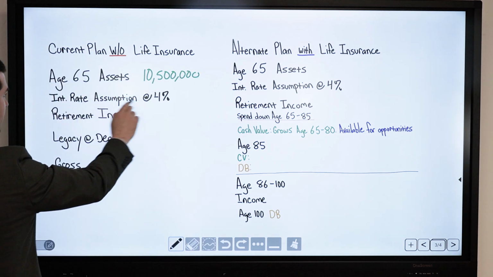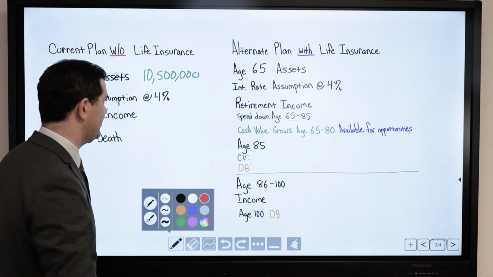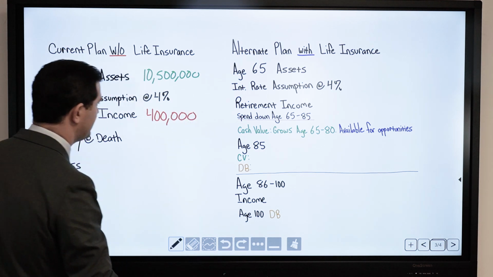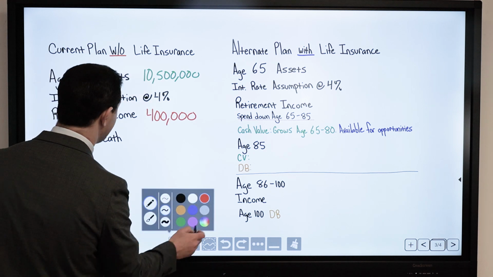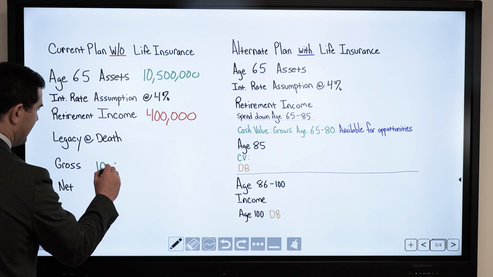Interest rate assumption, 4%. What was the income there? Let's use the before tax income. About $400,000. Just kicking off the interest, conserve my principal balance. Legacy at death, what happens here? The gross amount, that 10.5, is passed on.